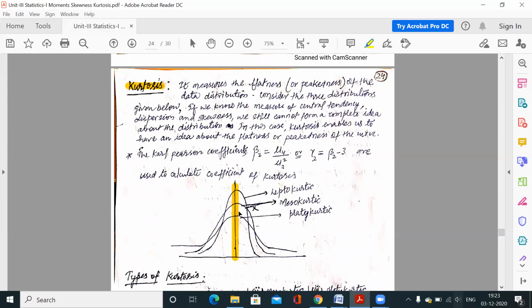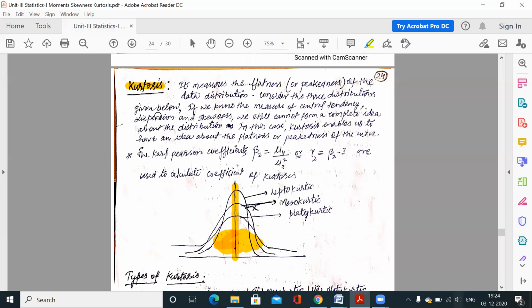Again, if you calculate the measure of dispersion, in all of these three figures we have equal standard deviation. What is standard deviation? If you calculate the distance of the data points from the central value, it gives you the standard deviation, or measure of dispersion. So in all these three figures, the measure of dispersion is also equal.